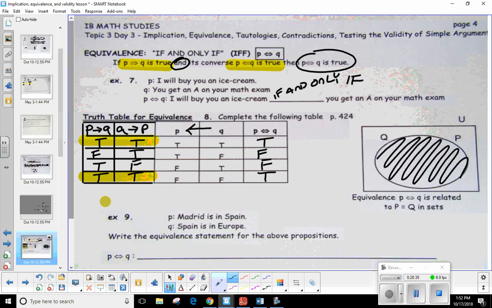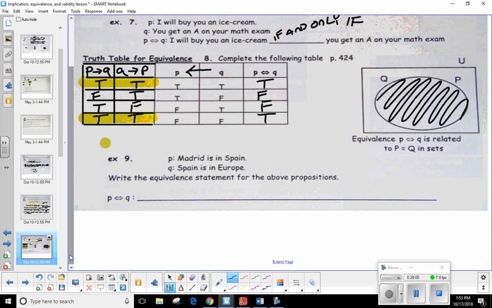Okay. What you're going to want to look for in equivalence: if they're both true, that's true, or both false, that's true. Or if you do happen to forget, go ahead and add on the implication. If you're trying to show equivalence, show P implies Q and then Q implies P. From there, you'll remember that behavior and you should be able to get it done. Good. Well, let's try this one. Example 9. Madrid is in Spain. The consequence, Spain is in Europe. Write the equivalence statement for the above propositions.